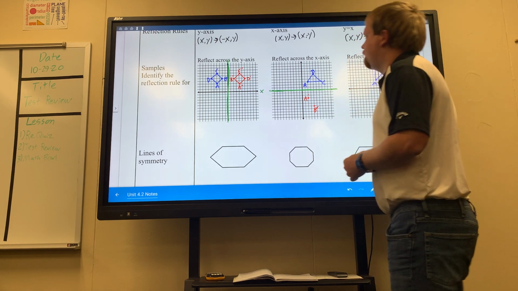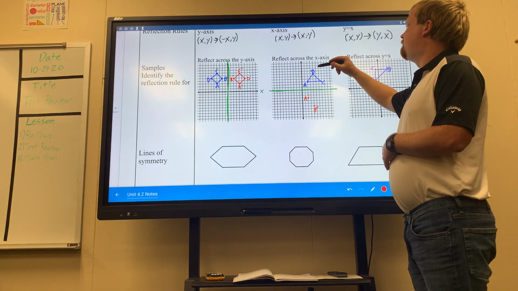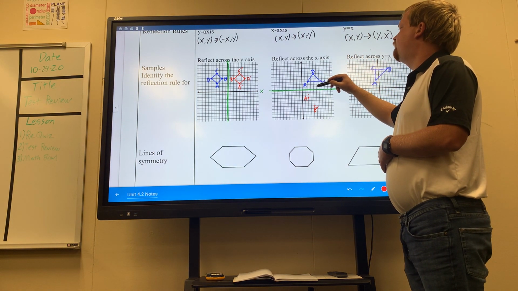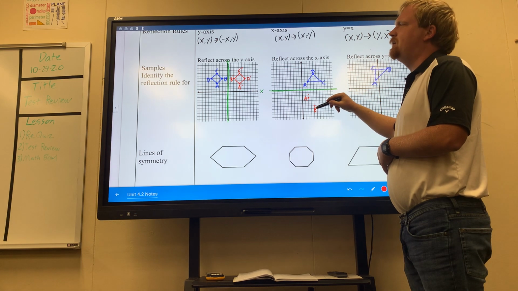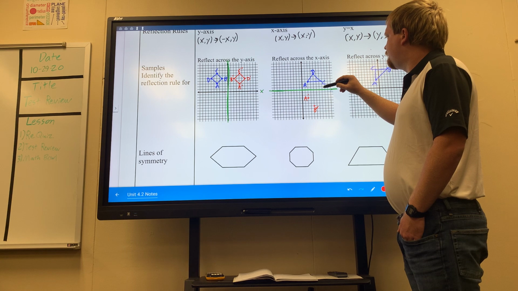And another way to do it is by counting what I just did. Count to the line of reflection and then count the same amount away from the line of reflection. So 1, 2, 3. That means I'm going to count 3 away. 1, 2, 3.